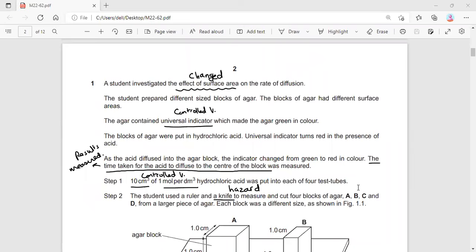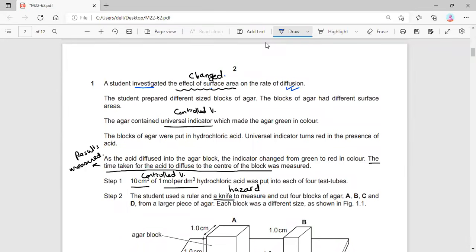Question number 1. A student investigated the effect of surface area on the rate of diffusion. Since he's telling you he investigated, what did I want to see the effect of? I wanted to see the effect of surface area. So I will change the surface area and check what will happen to the rate of diffusion. So I underlined the surface area, and this is the factor changed.